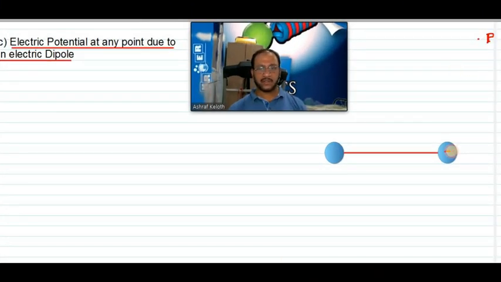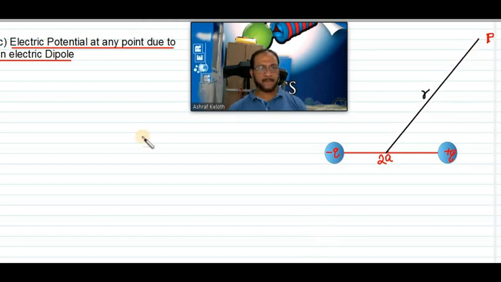Now listen all of you. This is taken as plus q. This is minus q, and the dipole length is 2a. Dipole axis length is 2a. And the point P is at a distance r from the center of the dipole. If you take this as the center point, then this distance is small r.